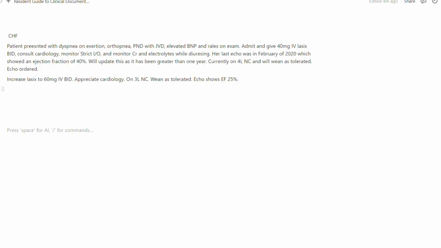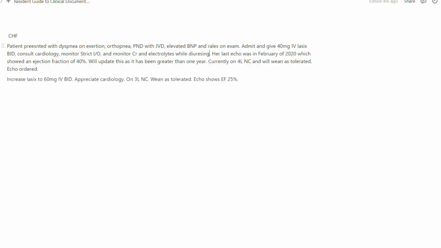This is an example I was referring back to, of how people write the assessment, the initial explanation, and just add a line on every day. So let's look at this one. Patient presented with dyspnea on exertion, orthopnea, PND with JVD, elevated BNP with rales on exam, admit and give 40 milligrams IV Lasix BID, consult cardiology, monitor strict ins and outs, monitor creatinine and electrolytes while diuresing. Her last echo was February 2020, which showed an ejection fraction of 40%.